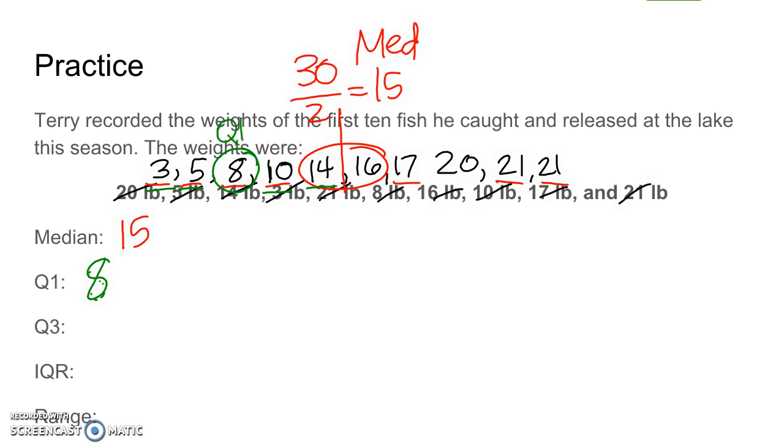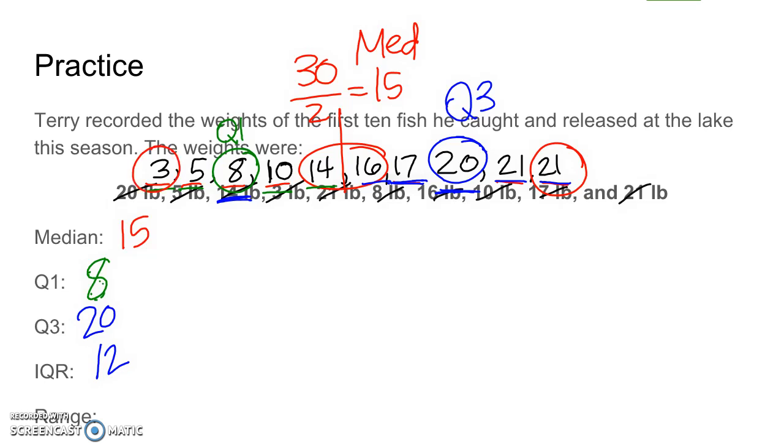All right, next. Boom, oops. Boom, boom, boom, boom. So 20 is my Q3. I just have the one number in the middle. 20. All right, next, IQR. I subtract Q1 minus Q3. So 20 minus 8 is 12. Last, the range. I subtract the big value minus the smallest value. 21 minus 3 is 18.